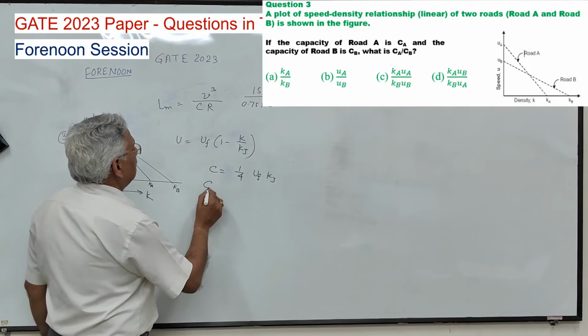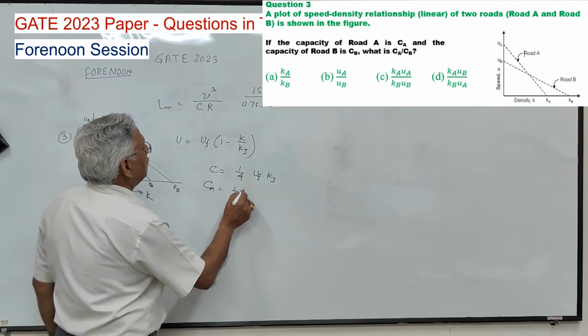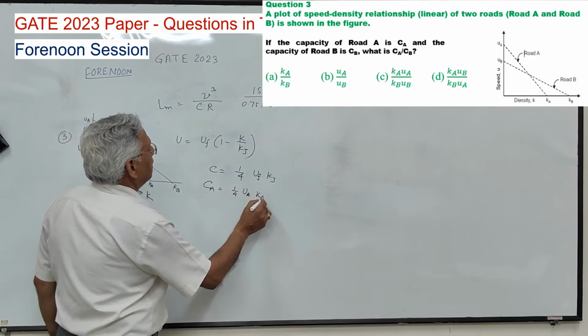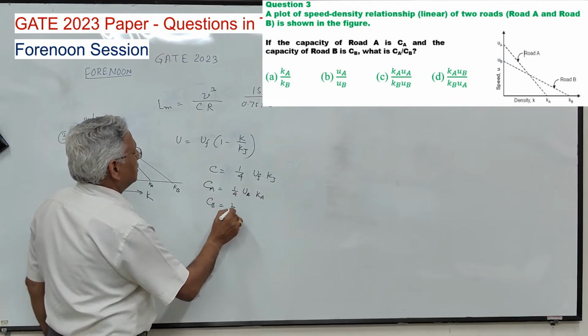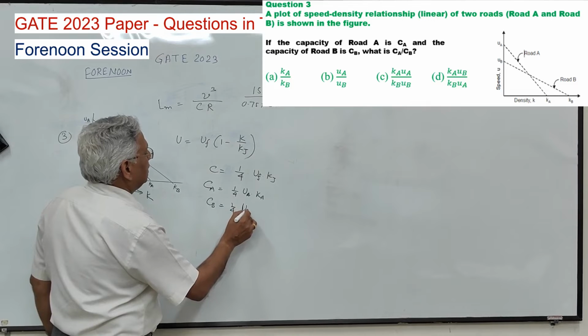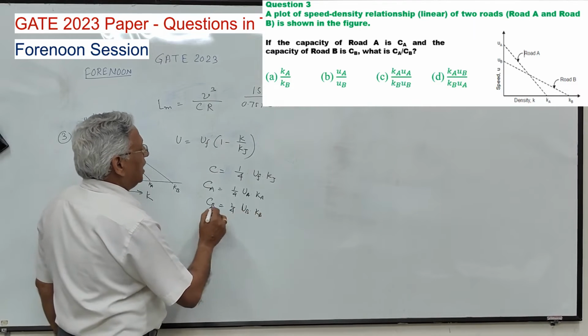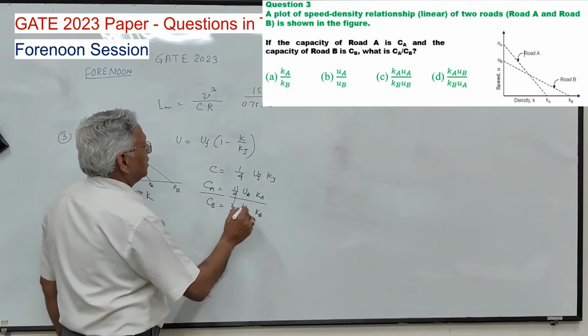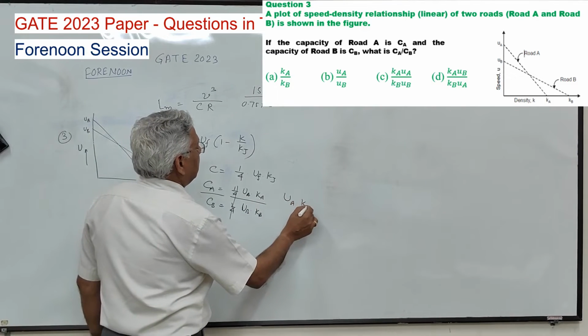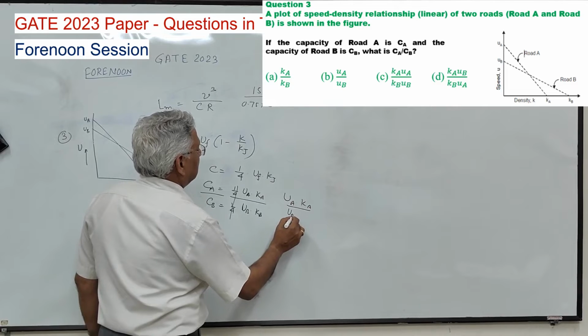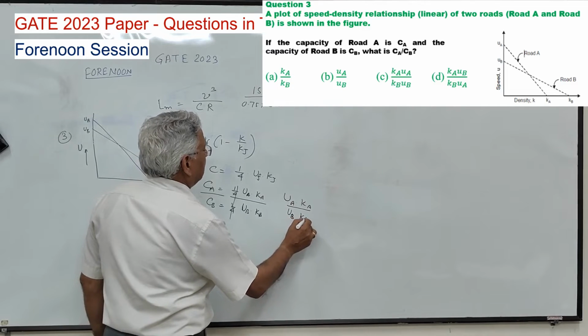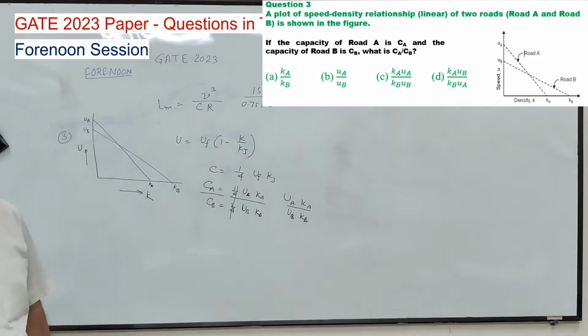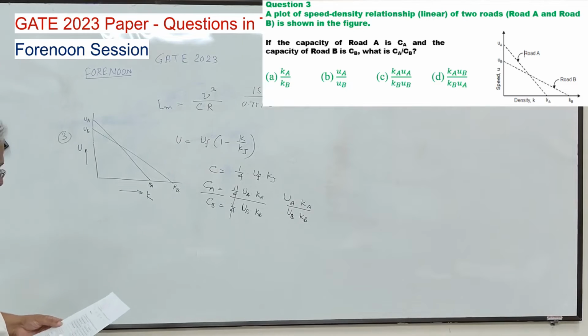So this is the capacity of road A, 1 by 4 Ua into Ka, and the capacity of road B is 1 by 4 Ub into Kb. If you take the ratio of these two, that is Ua into Ka upon Ub into Kb. That is the answer, that is the ratio, and this answer is C: Ka into Ua upon Kb into Ub. That is how it is to be done.